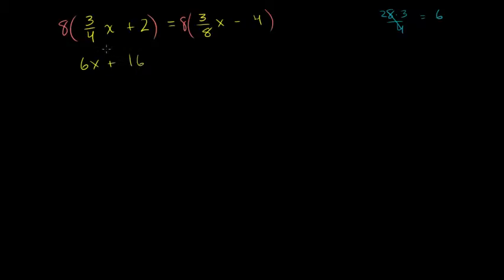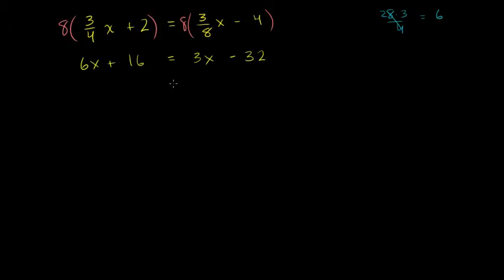You have to remember, when you multiply both sides of an equation by a number, you multiply every term by that number. So you have to distribute the 8. So the left-hand side is 6x plus 16 is going to be equal to 8 times 3/8. That's pretty easy. The 8's cancel out, and you're just left with 3x. And then 8 times -4 is -32. And now we've cleaned up the equation a good bit.